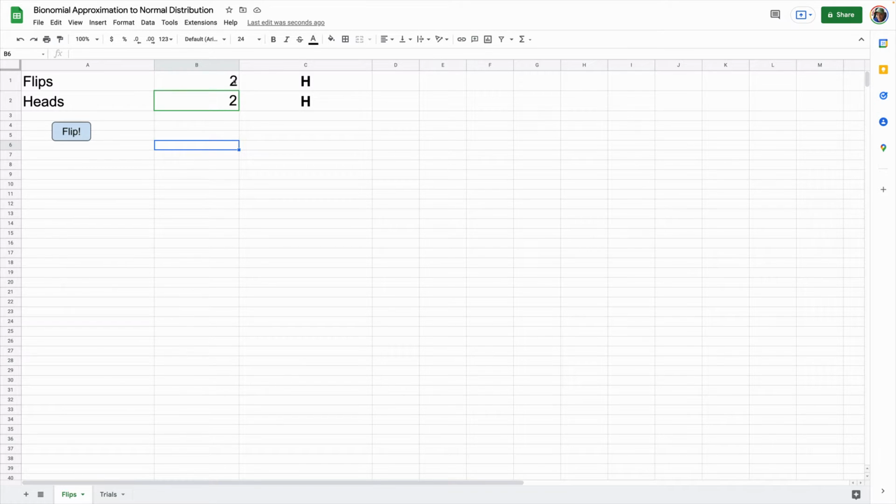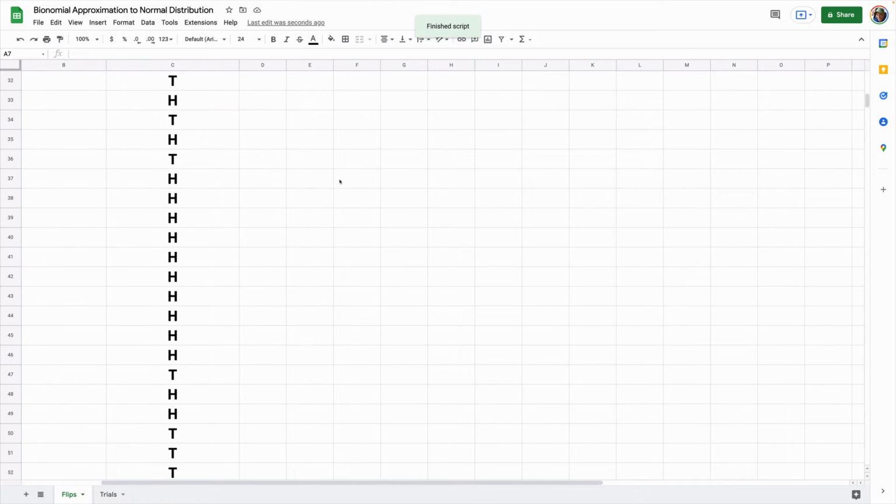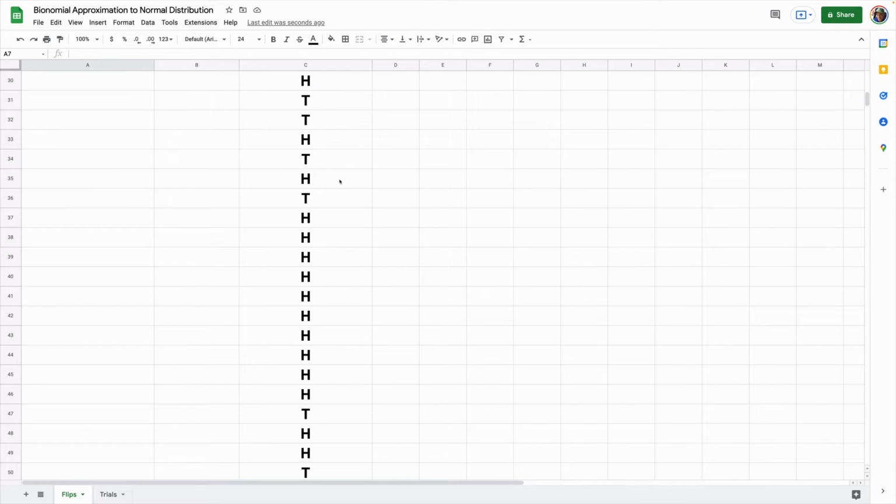Now, to make this more interesting, let's turn this all the way up to 100 flips. And let's do that, and we get this nice sequence of heads and tails. Now, I want to ask you the question, how many heads would you expect with 100 flips?